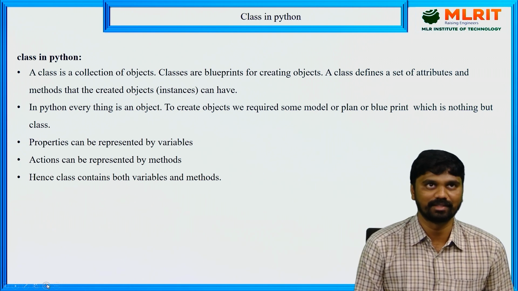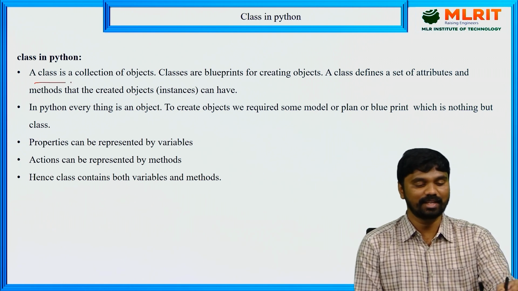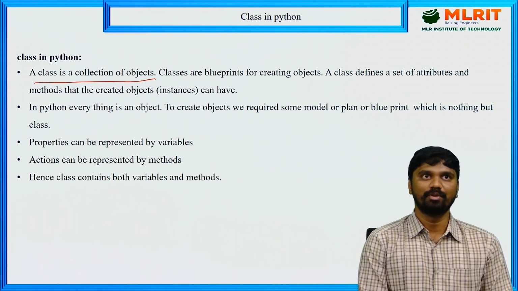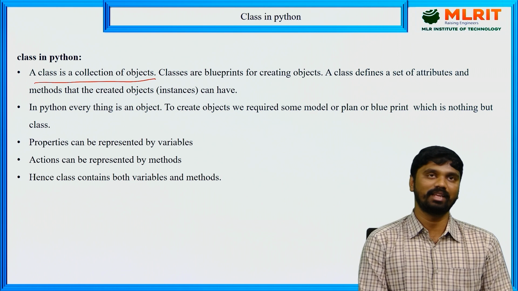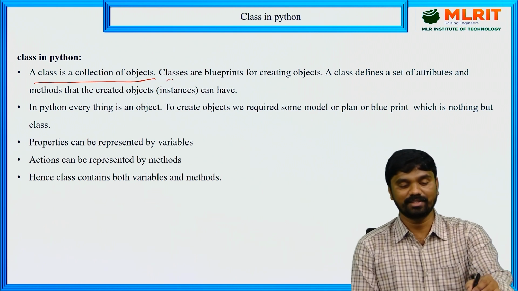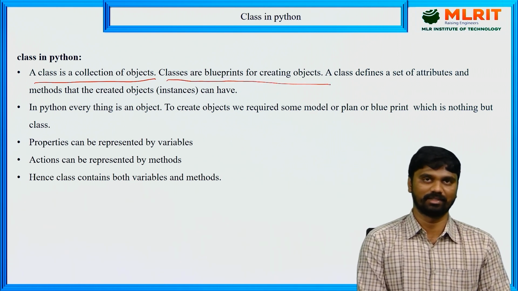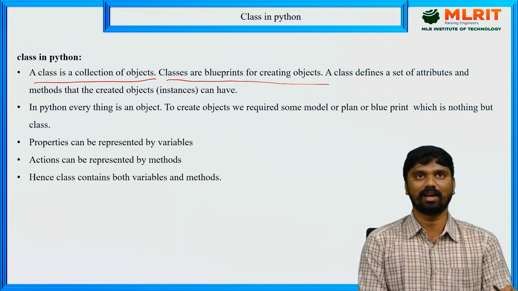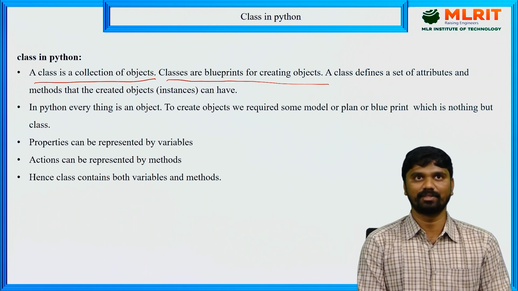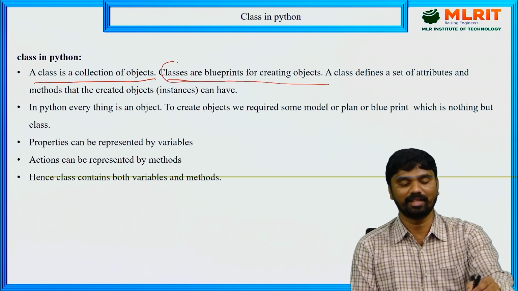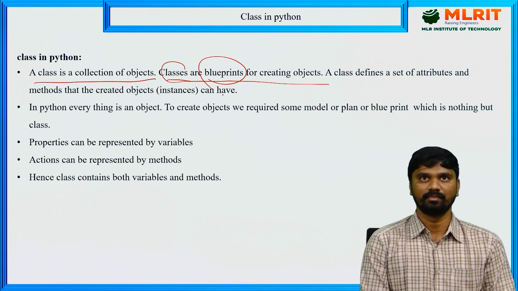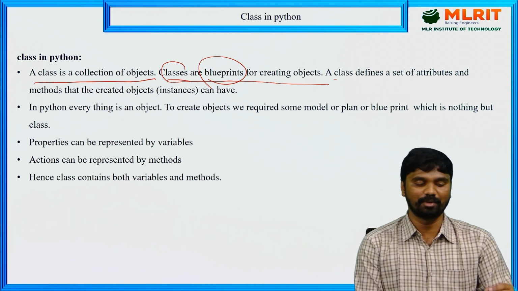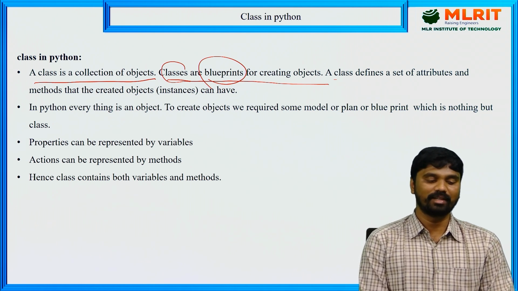First, what is a class? A class is a collection of objects. That means under a class, we can create any number of objects. Classes are blueprints for creating objects. As we discussed previously, by using the class, we can create any number of objects. That's why we can say a class is a blueprint. A class defines a set of attributes and methods for the created objects.